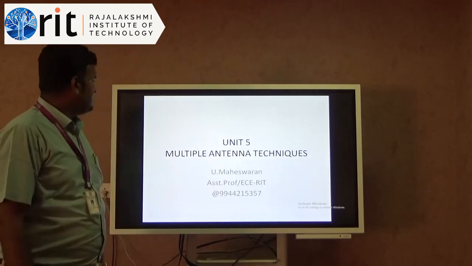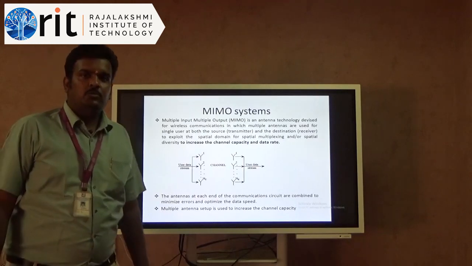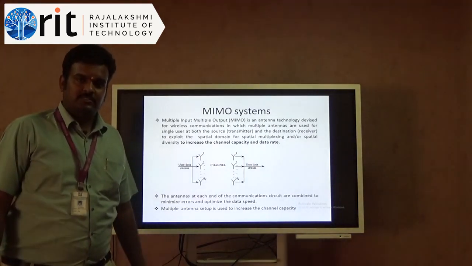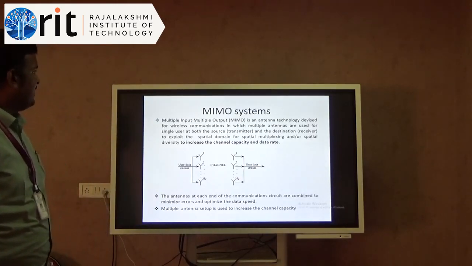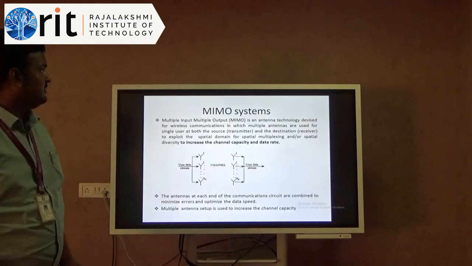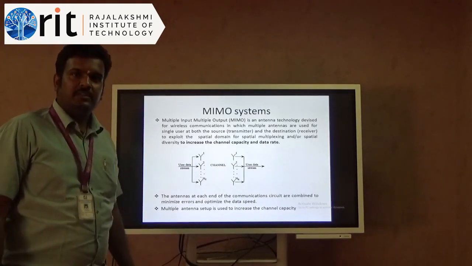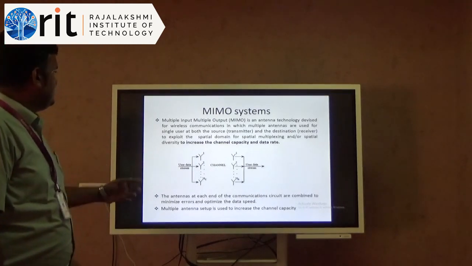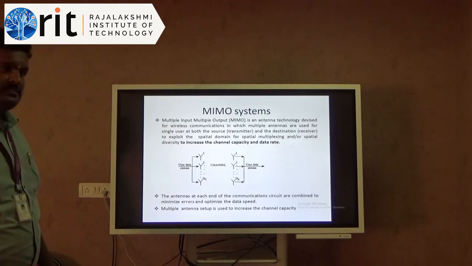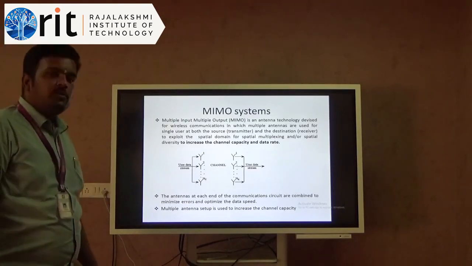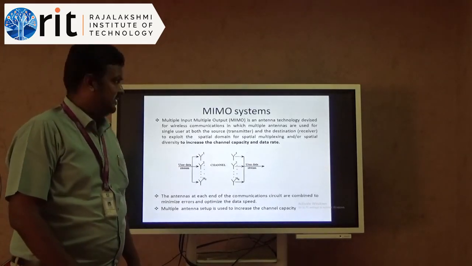So today we are going to discuss unit number 5, multiple antenna techniques. In that we are going to discuss MIMO systems and channel model development. MIMO systems are a multiple antenna technology devised for wireless communication, in which multiple antennas are used for a single user at the transmitter as well as the receiver, for the purpose of increasing the channel capacity as well as data rate. The antennas at each end of the communication circuit are combined to minimize errors and to optimize data speed. A multiple antenna setup is used to increase the channel capacity.